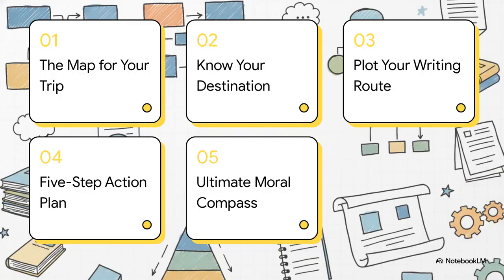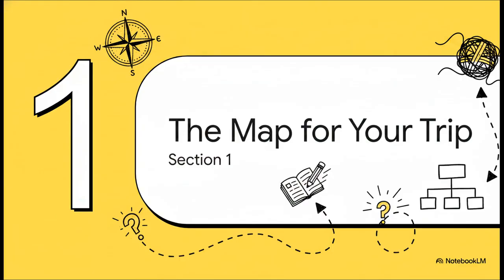Okay, let's dive into this and look at our roadmap for today. First up, we have the map for your trip. Then, knowing your exact destination, followed by plotting your writing route. After that, we'll go over your 5-step action plan, and finally, we'll wrap things up with the ultimate moral compass. Let's get moving. All right, section 1, the map for your trip.